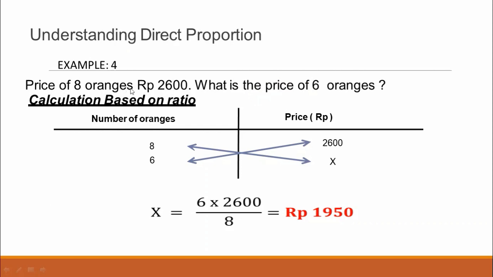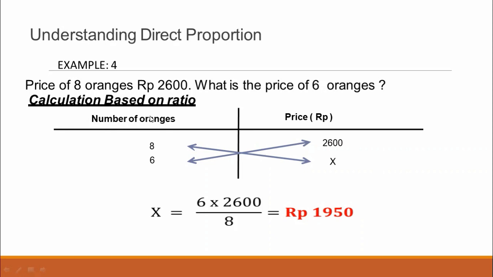The price of 8 oranges is 2600 rupees. What is the price of 6 oranges? So use this matrix position. In the first column put the number of oranges, and in the second column put the price.